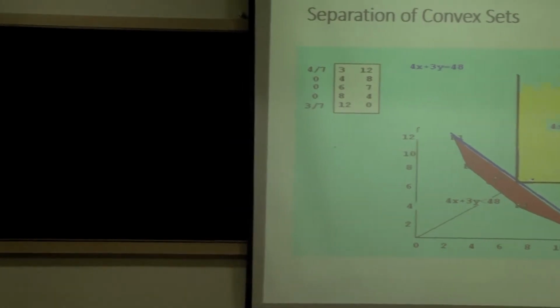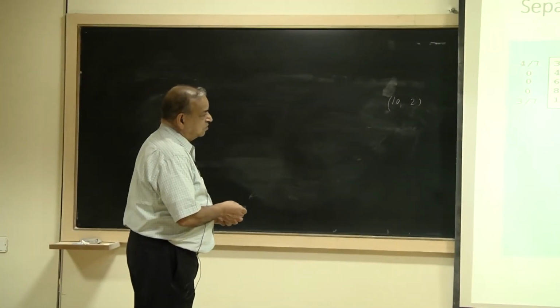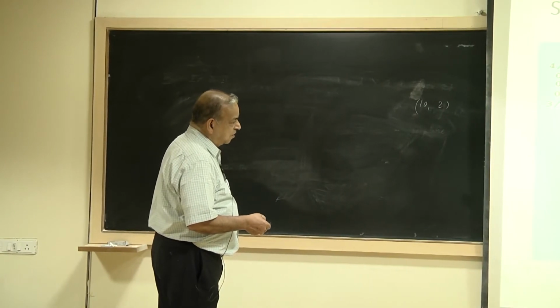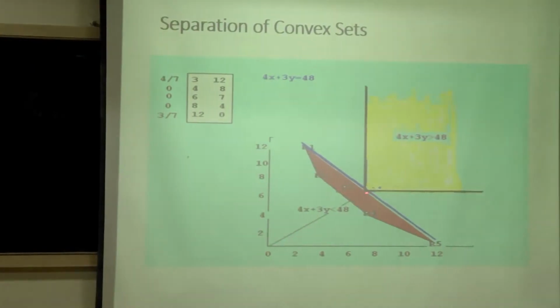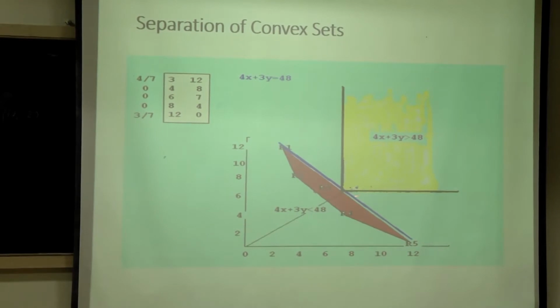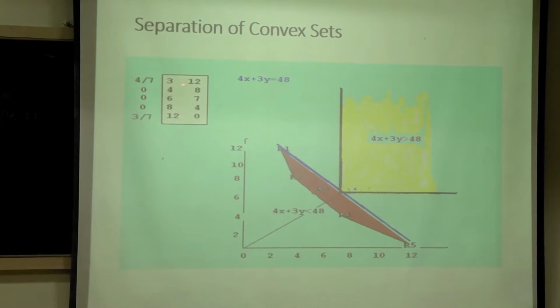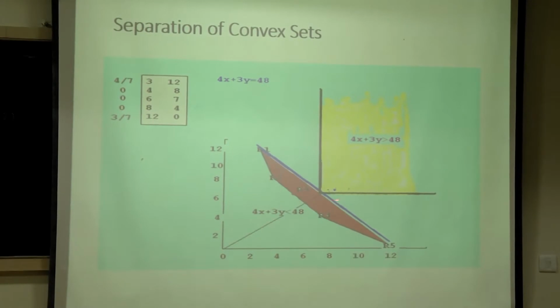But player 2 can simply choose, if player 1, for example, chooses this point, which is equivalent to this point in this set, it is equivalent to choosing 4/7 times (3, 12) plus 3/7 times (12, 0). Is it not? This point.